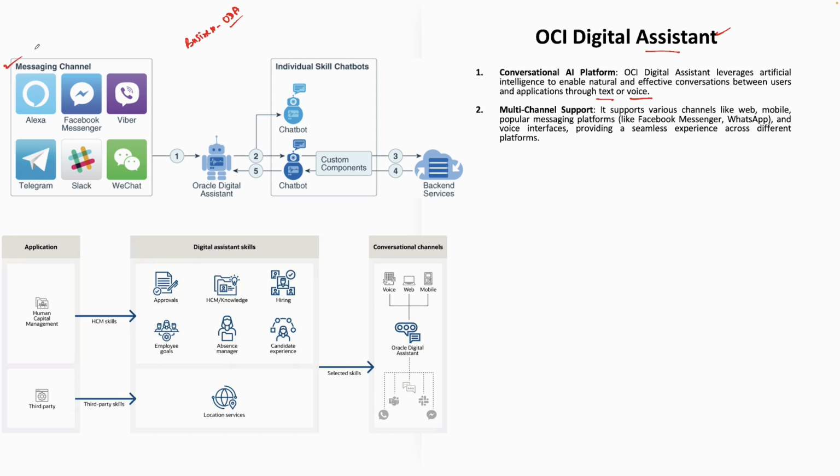So if you see here, there are various messaging channels. Alexa is there, Facebook Messenger is there, even Viber is there, Slack, which is very popular, a messaging tool, then Telegram. So all these are your messaging channels, or it allows multi-channel support. Remember that, right? So if you see here, through all these channels, you can actually connect to your Oracle Digital Assistant, right?